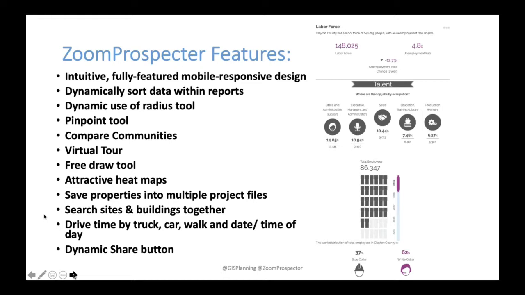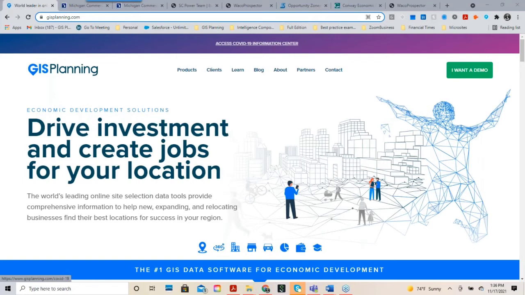So you'll see there's a few other things here on the screens. We're going to talk about saving, we're going to talk about sharing, we're going to talk about the drive time, which you can customize by truck or car or walking, and also by time of day or date. So if you want to look at what rush hour looks like around this property, you'll be able to do that as well. Now with that, I am going to turn the controls over to my colleague Stevie, who is going to take you on a tour of some live instances of ZoomProspector. Over to you, Stevie. Thank you so much.